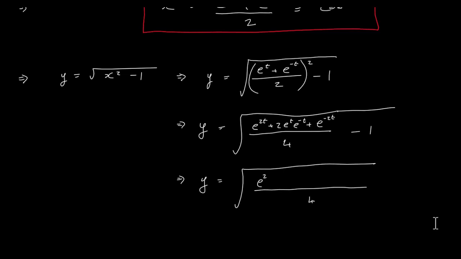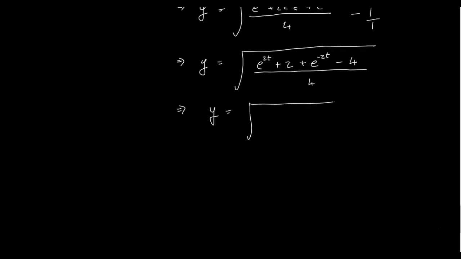So we got e to the power of 2t. So this here will just give us 2, because e to the power of t times e to the power of minus t will give us e to the power of 0, which is 1. 1 times 2, 2. Then we've got plus e to the power of minus 2t, and then we have, this is over 1 here, so this is just going to become minus 4. Okay, so we have y is equal to the square root of e to the power of 2t minus 2 plus e to the power minus 2t over 4.